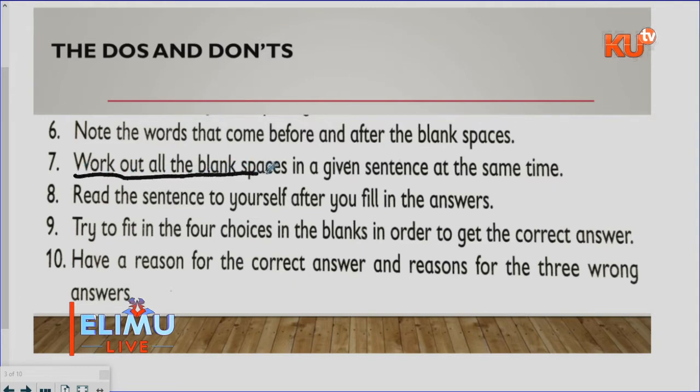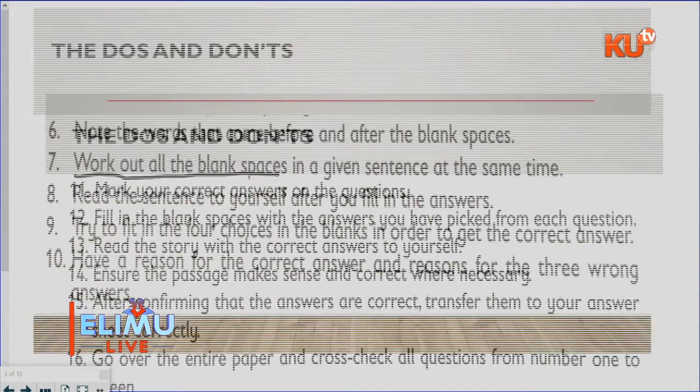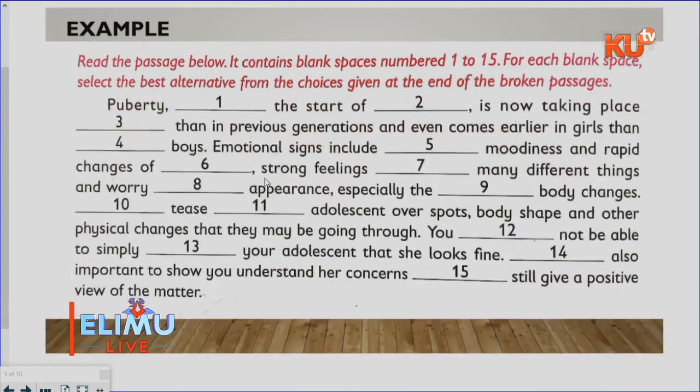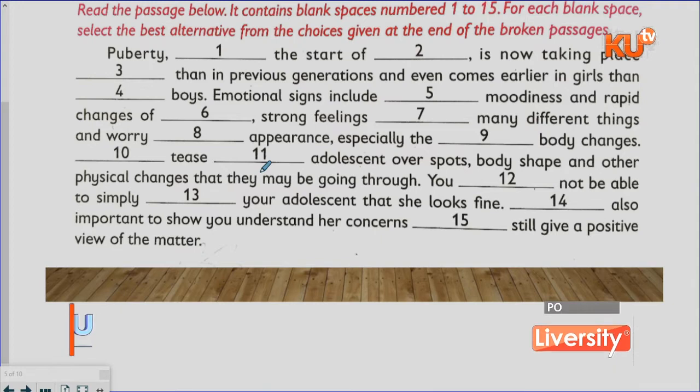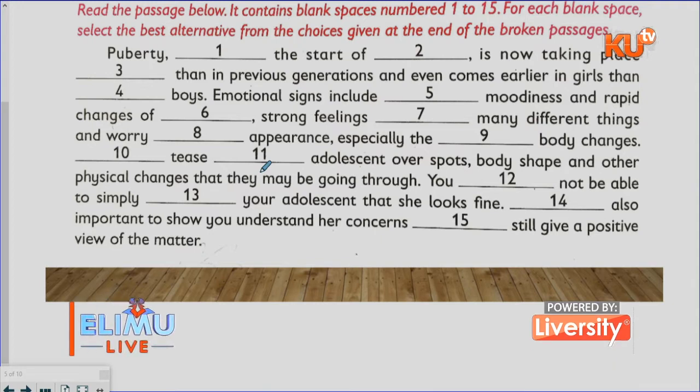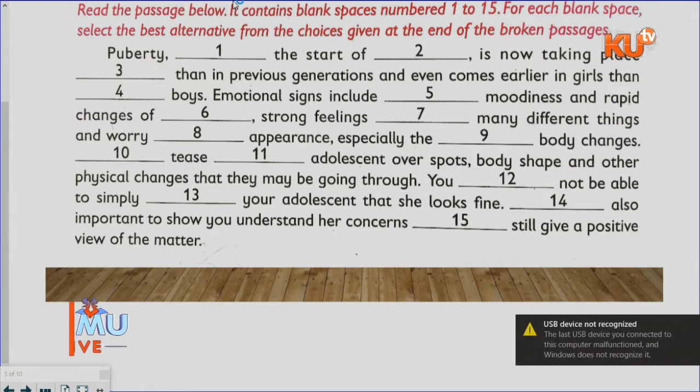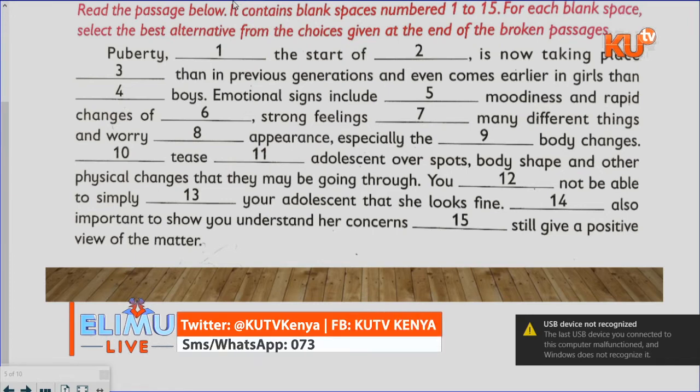What does this mean? Let me take you ahead with an example, then I'll bring you back. Now have a look at this example here. Let's read the first sentence. Puberty dash, the start of dash, is now taking place dash than in previous generations and even comes earlier in girls than dash boys.